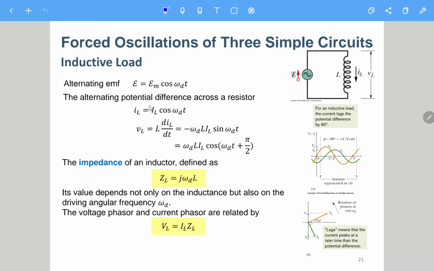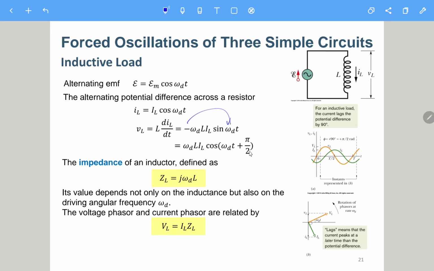Okay, so we can try to plug this one into here. So we take the derivative of this one. Cosine becomes a negative sine, and then from the chain rule, we also have omega here. So it becomes negative omega L I_L, where L is this L and I_L is this I_L. So after taking the derivative, the expression is like this. And then similarly, we plug this one into here, so the negative sine becomes a cosine plus pi over 2, something like this. Okay, so here we still try to make it like V_L over I_L.